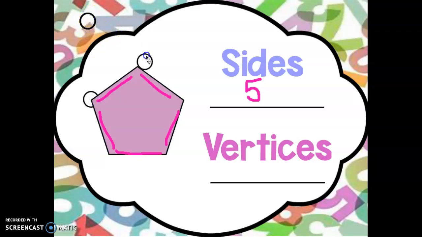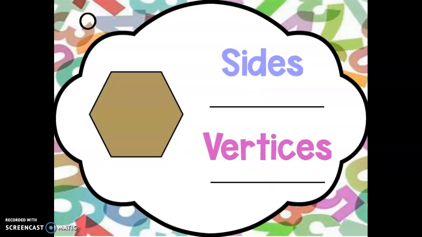1, 2, 3, 4, 5. Let's count again. 1, 2, 3, 4, 5. A pentagon has 5 vertices. 5. Now let's do the same with our hexagon.